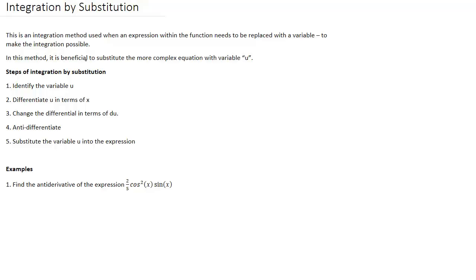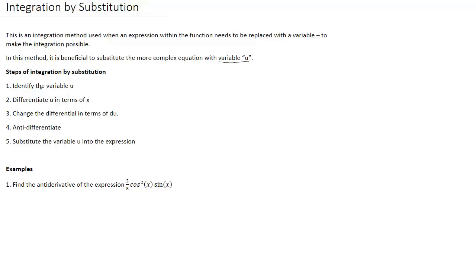To actually use this method, you're going to have to substitute the more complex expression with the variable u. Of course, you can make that variable whatever you want, but u is the standard. So the following are the steps of integration by substitution, and we'll go through these steps as we go through the example.